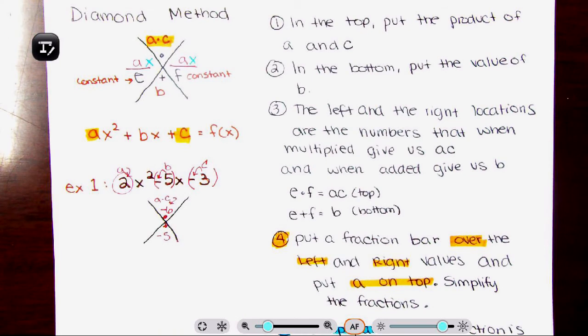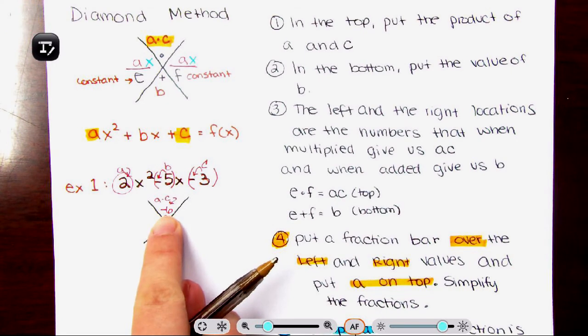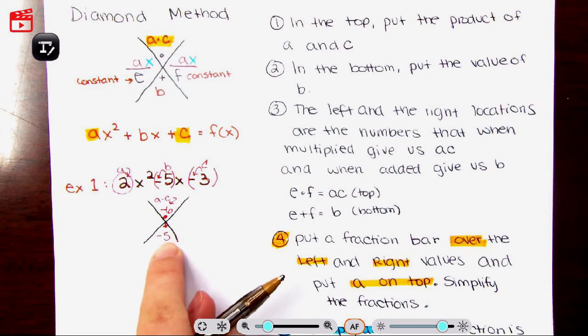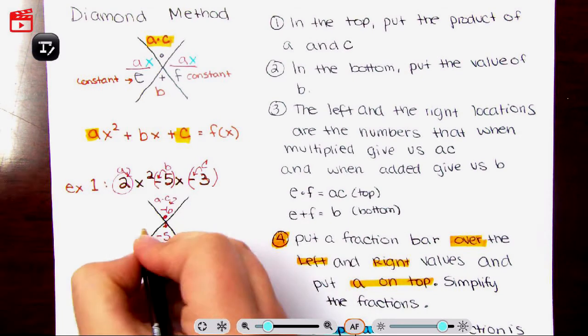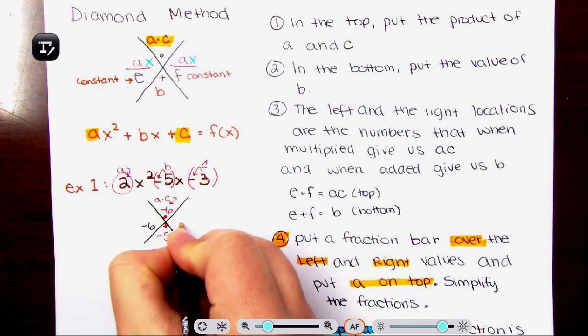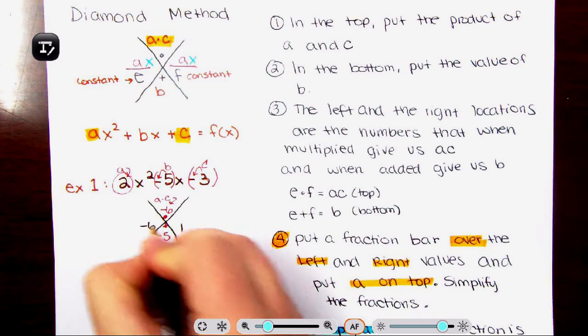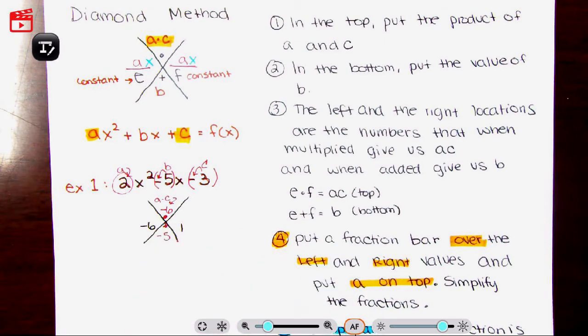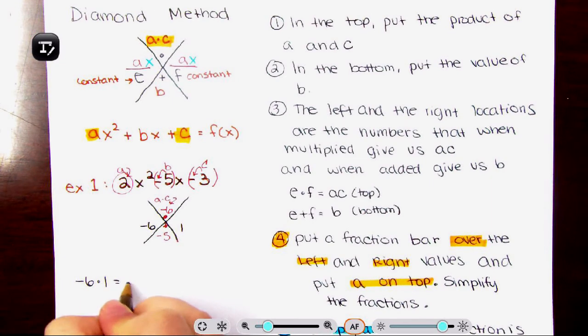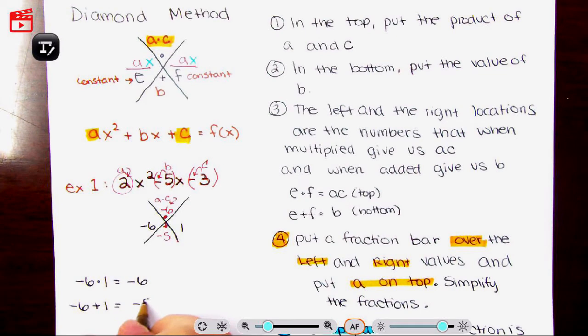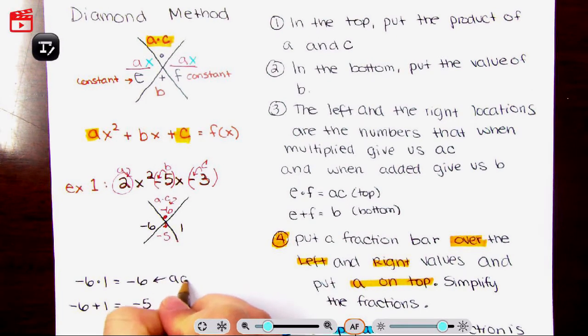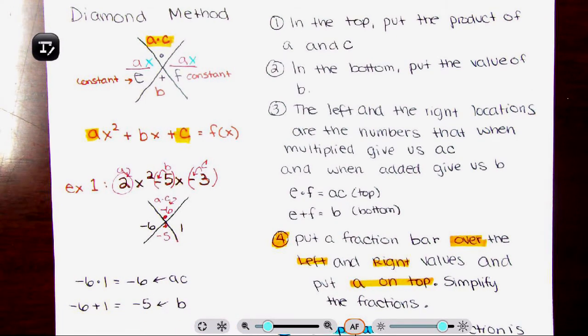So this is where guess and check comes into play. Another one could be 6 and 1. 6 times 1 is 6, so negative 6 times 1 is negative 6. Negative 6 plus 1 is negative 5. So I have negative 6 and 1 as my 2 numbers. I have guessed these 2 numbers and I have checked them and they do work, because negative 6 times 1 is equal to negative 6 and negative 6 plus 1 is equal to negative 5. This was our AC value. This was our B value.